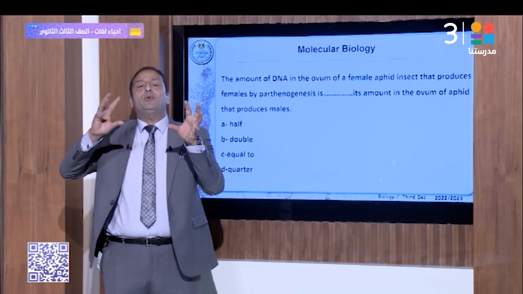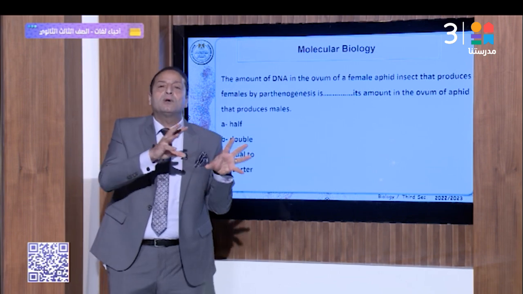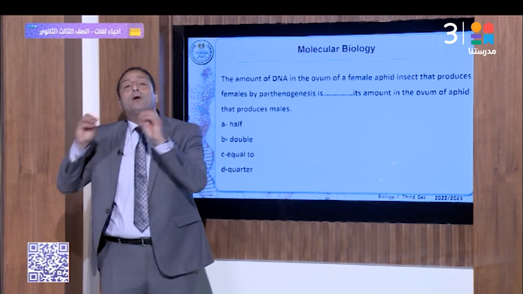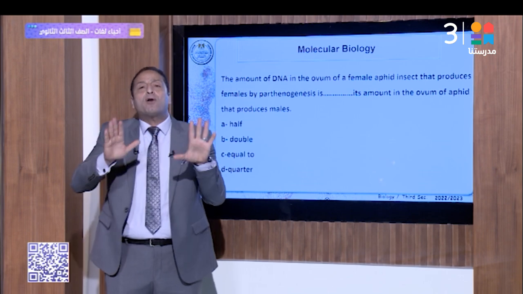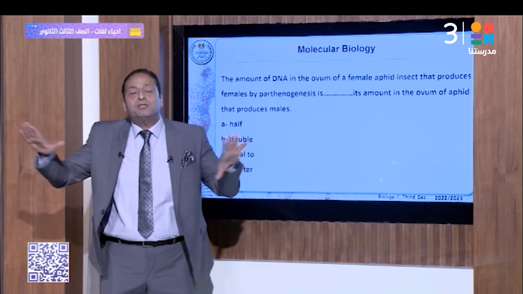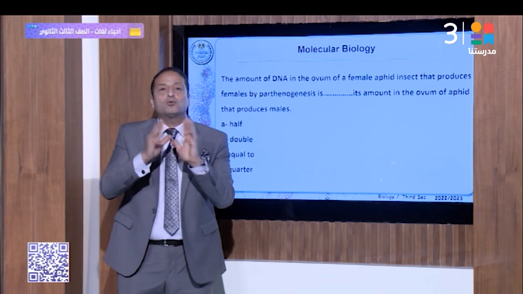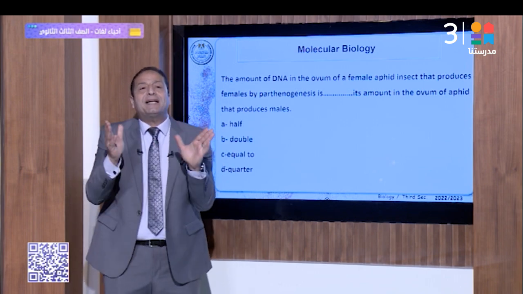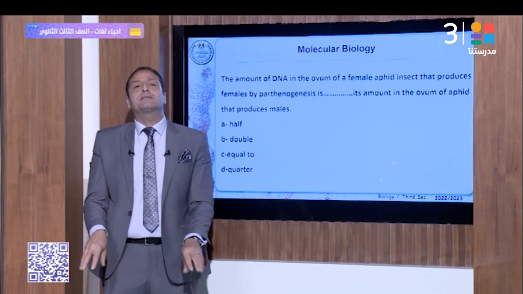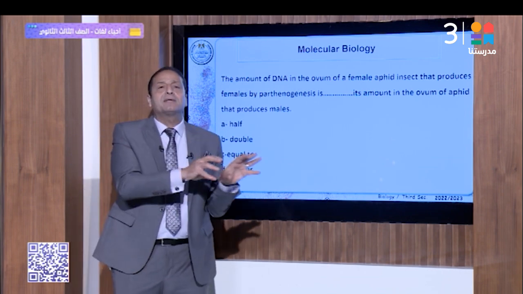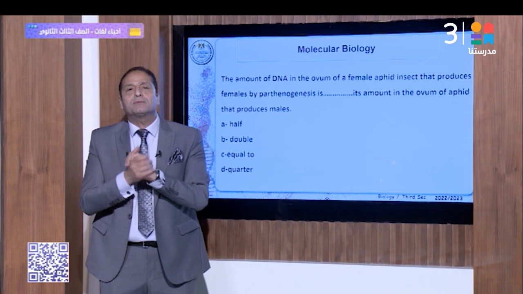There is a difference between the number of chromosomal sets and the amount of DNA. The number of chromosomes is constant in the same species, both male and female. In the human being, 46 chromosomes. Chromosomal set is 2N in all somatic cells, and N in gametes, both male and female, sperm and ovules.